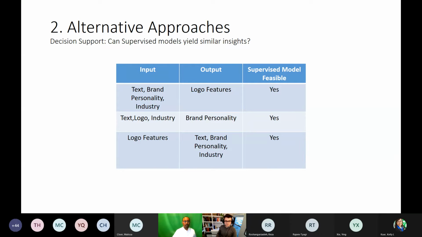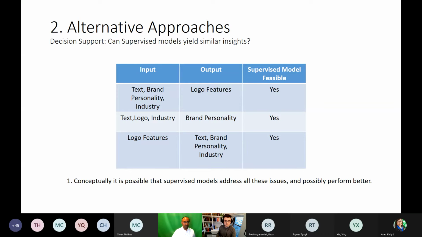All right, thank you. So if you were to include text, brand personality, industry, can we build a simple supervised model that predicts the logo features? I think yes, it's possible. We could do the same for the manager's problem. We could try the same with the researcher's problem as described. Conceptually, it is possible. Is it going to perform better?